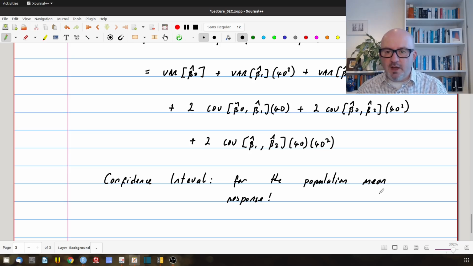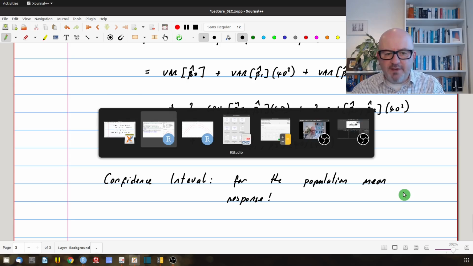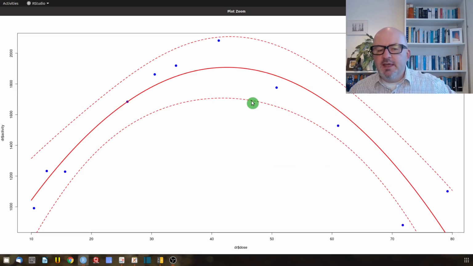Now that's often of some use. You want to know what the population average will be given a certain input. But what if you're interested in a range of values where you capture not the population average, but 95% of the entire possible responses from a population? And the dose response data might be a perfect example of that. So what we have here in our picture is an interval saying, well, the population average response to a dose of 40 is somewhere between the upper and lower confidence limits.